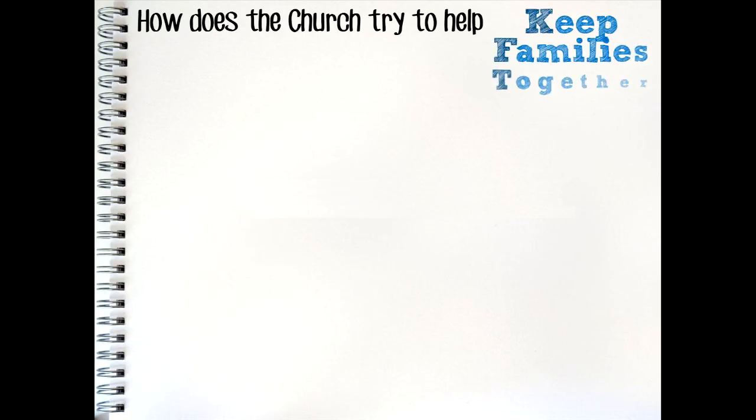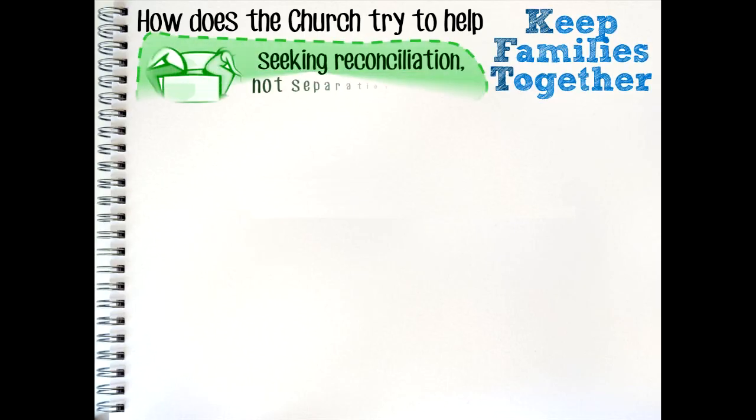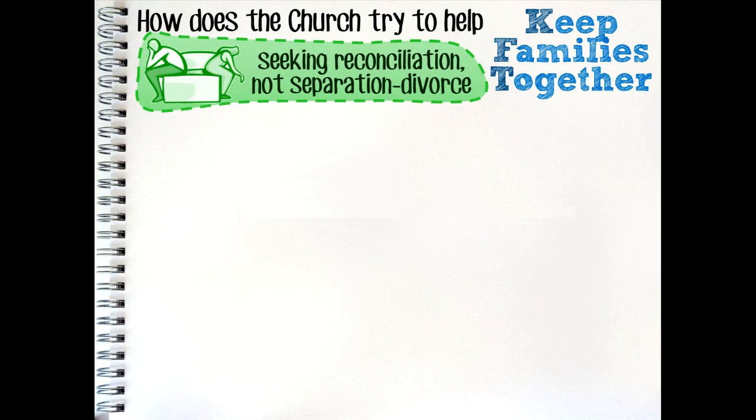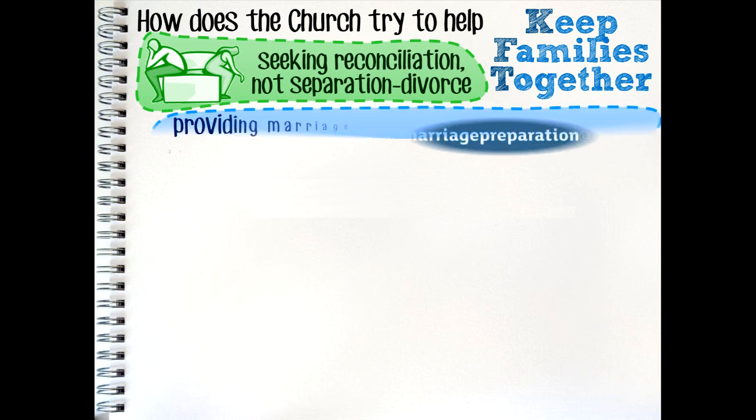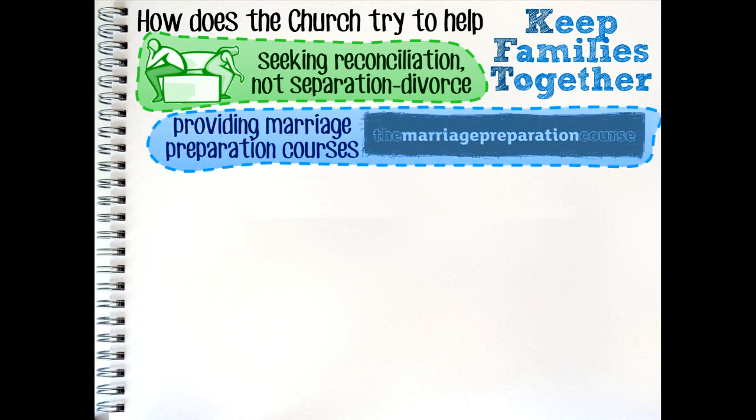How does the Church help to keep the family together? The Church aims to help keep families together in a number of ways. 1. Encouraging couples to seek reconciliation and support when experiencing difficulties rather than resort to separation or divorce. 2. Running marriage preparation courses that help engaged couples to focus on the nature of their commitment before getting married and to help build a solid foundation to their relationship.